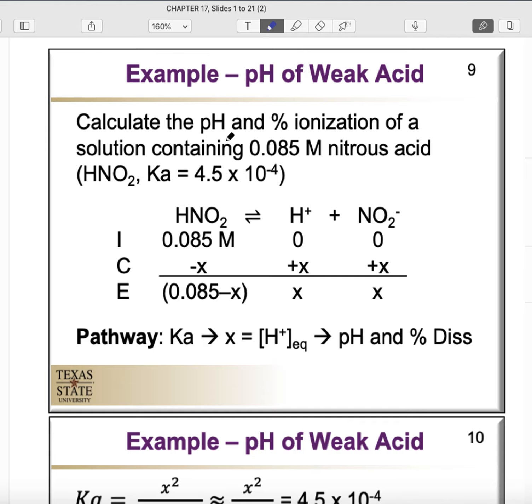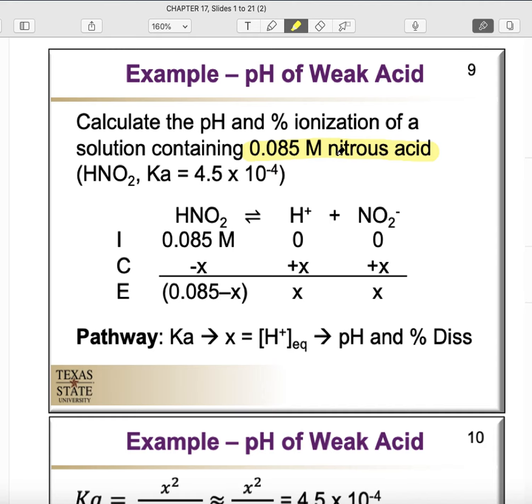So calculate the pH and the percent ionization, which remember, that's the same thing as the percent dissociation, of a solution that contains 0.085 molar nitrous acid, HNO2, and we're given the Ka of it. Of course, we need to identify immediately that we're dealing with a weak acid, nitrous acid or HNO2. And of course, also if you are given a Ka, that also means that you have a weak electrolyte. A strong electrolyte, you would not have been given a Ka because there would be no equilibrium to consider.